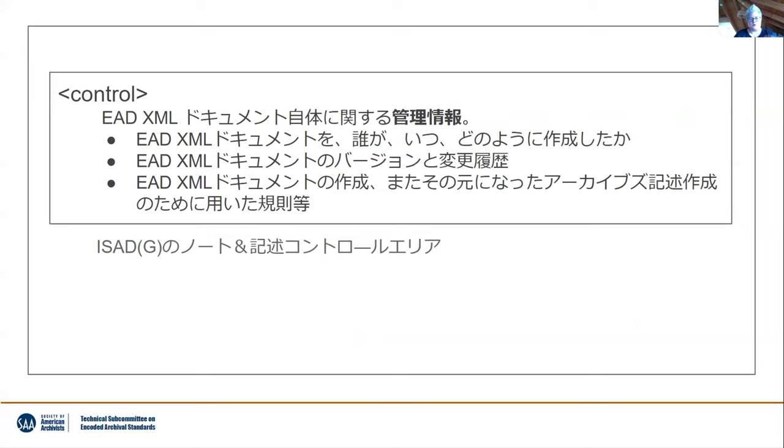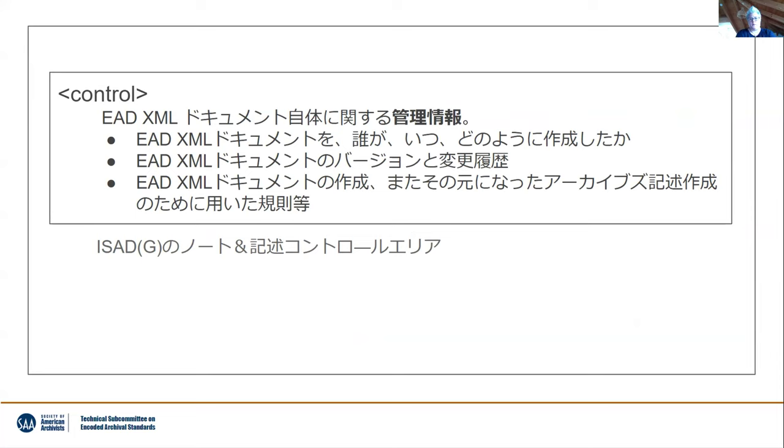The control element, that's the next section, is for any administrative information about the EAD XML document itself. So it is not about the materials that you're describing, but it, for example, is about who created the EAD XML document and when and how it was created.